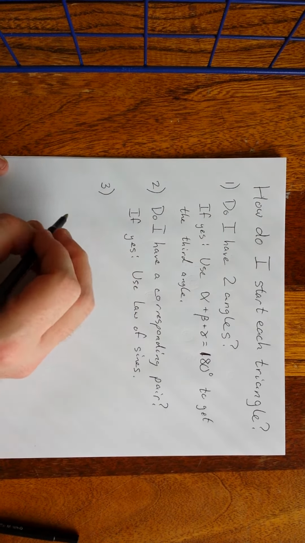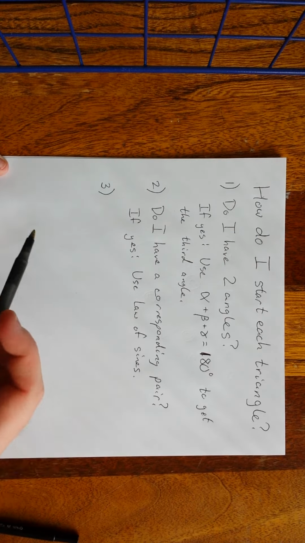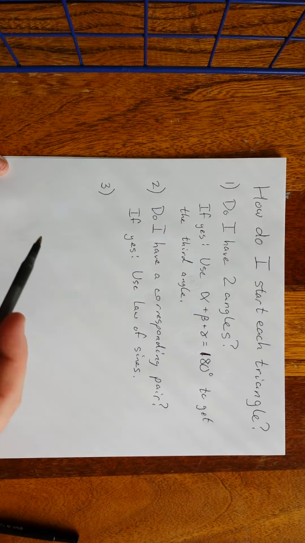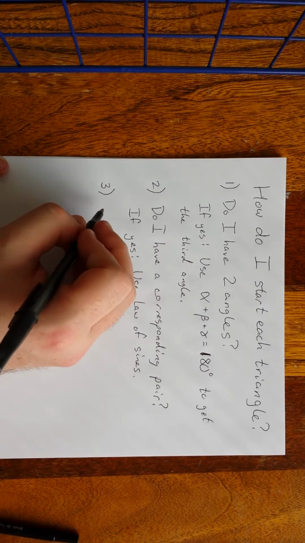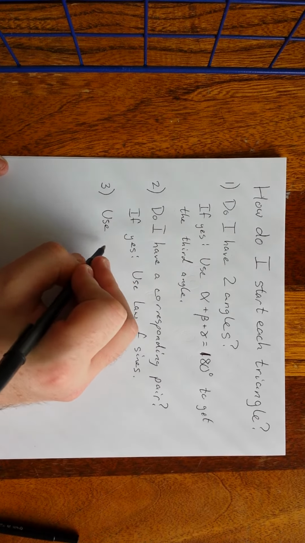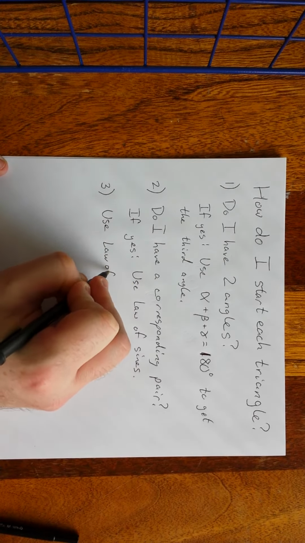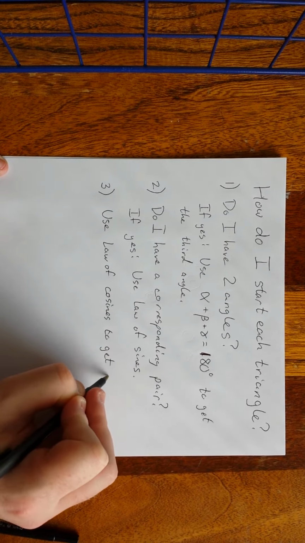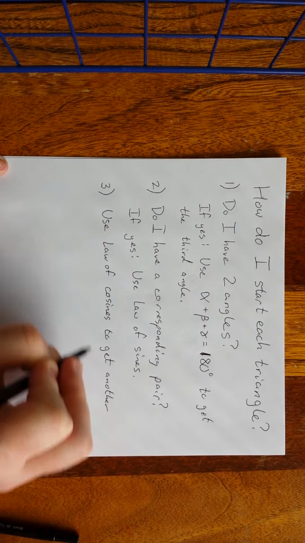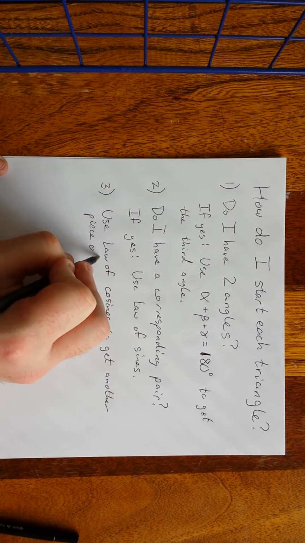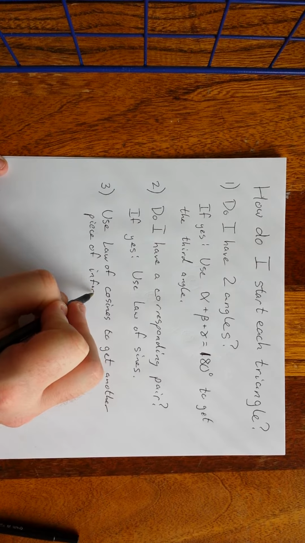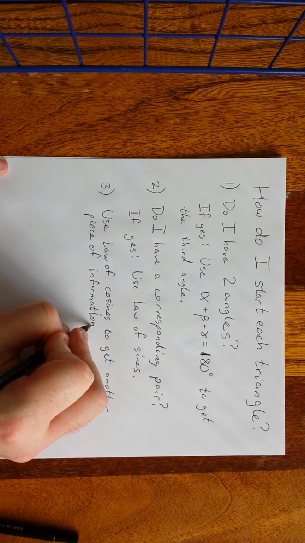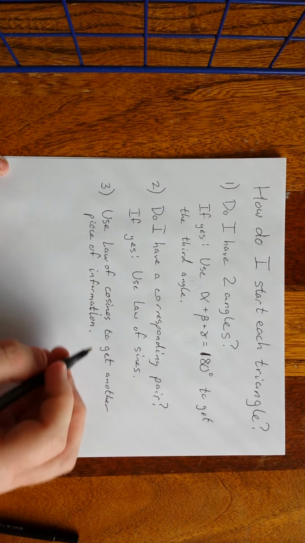And then step 3 of the process, if the answer was no up here, that means that you still have 3 pieces of information, either 2 sides and an angle, or 3 sides, or whatever the case may be. If the answer is no to number 2, then you're going to use the law of cosines to get another piece of information.